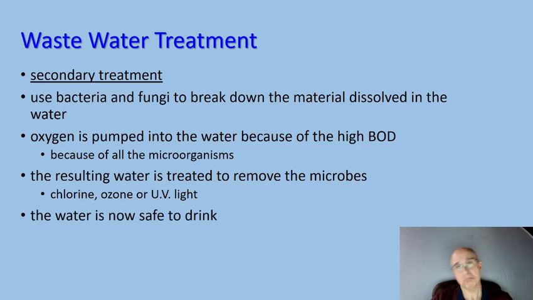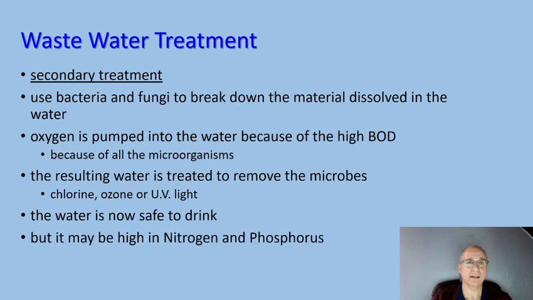The water at the end of secondary treatment is safe to drink, but it may have a lot of nitrogen and phosphorus in it. And remember, we want to be careful dumping that nitrogen and phosphorus into bodies of water because that can cause nutrient pollution. So many municipalities will then use what we call tertiary treatment. And in tertiary treatment, they could treat this water chemically to remove the nitrogen and the phosphorus.